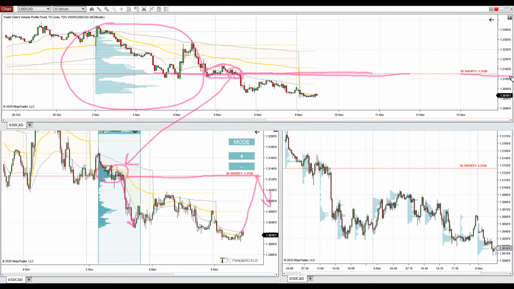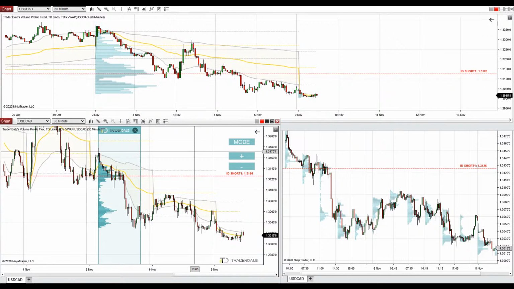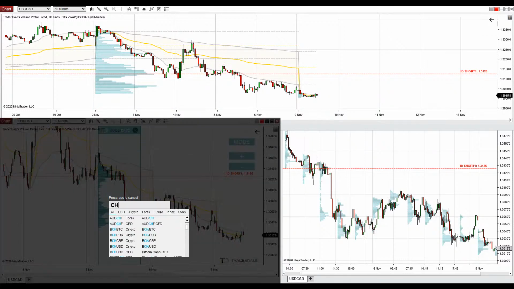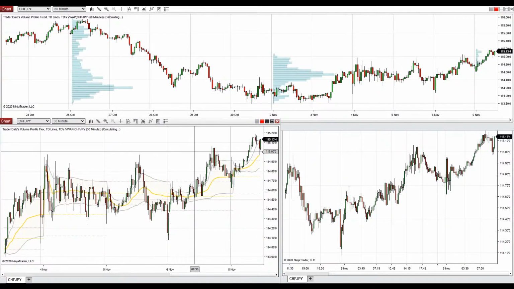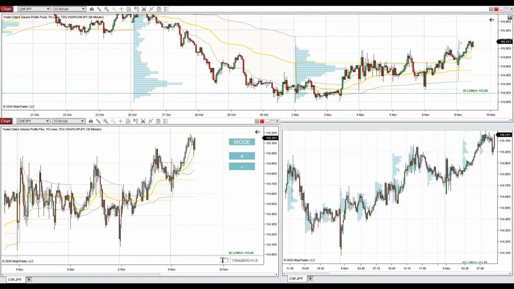It is at 1.3126. Now the next trading idea is on the Swiss franc, Japanese yen, so let's have a look at it. So this is the Swiss franc, Japanese yen. Let's first have a look at the 60-minute chart. There was a downtrend, then a rotation, and a new strong buying activity, new uptrend starting from here.